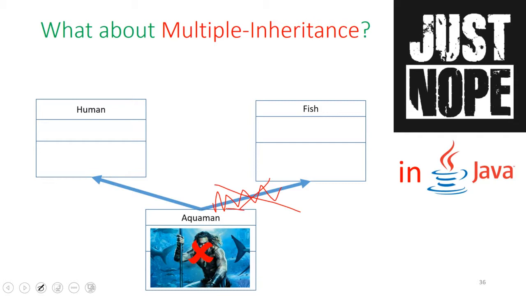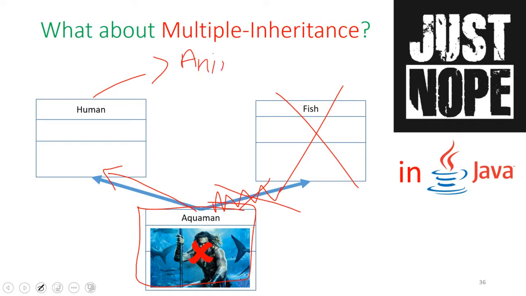And I would say, for example, Aquaman is a subclass of human. So Aquaman inherits from human. And instead of using fish, let me use something like animal, or mammal. And I would say a human inherits from the class animal. And then there we go. We would have a relation.